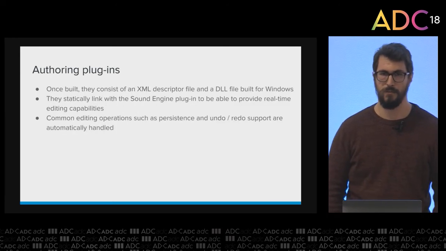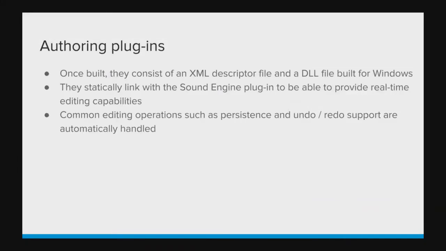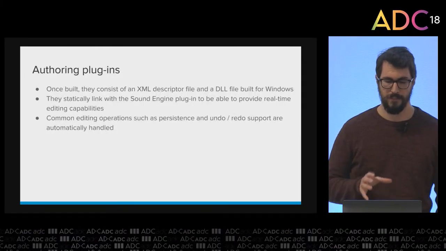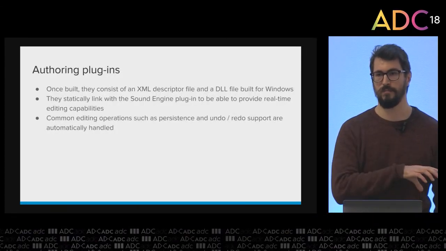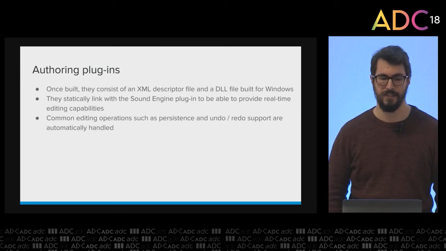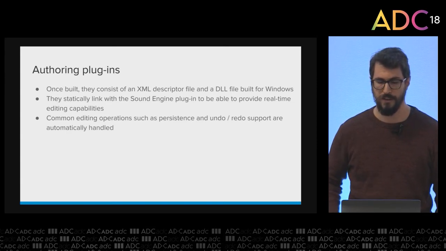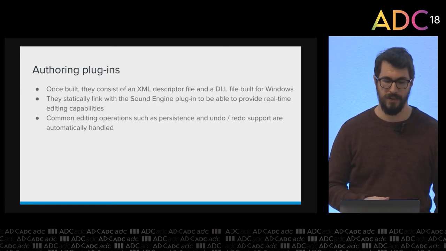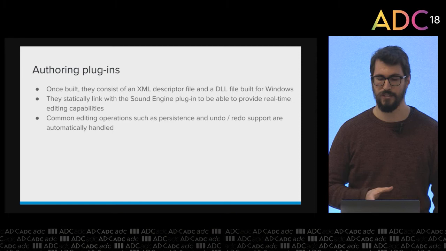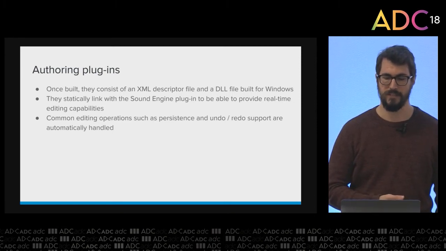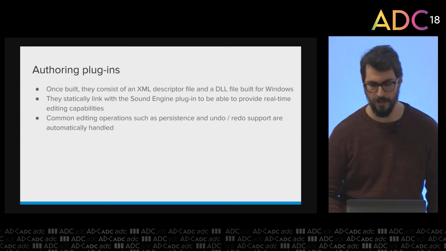Authoring plugins, once they're built, basically consist of two artifacts: an XML descriptor file in which you specify all the properties that you can modify in your plugin, and a DLL file that is used on Windows. That's one part of it, and it links with the sound engine plugins, so it can provide real-time editing. Most of the stuff that you would expect just works out of the box and is provided by Wwise itself. So if you make your own plugin, things such as saving, reloading your plugin state, and undo redo are supported out of the box.